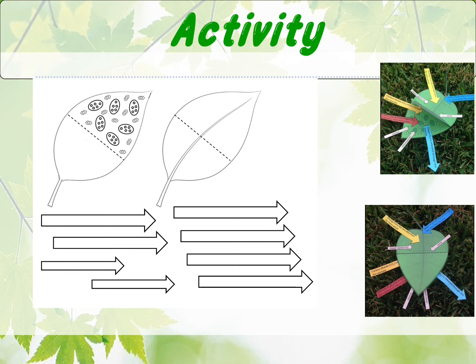Make sure that the arrow points to the correct direction. If it's coming in, the arrow should be in, but if it's going out, the arrow should be out. For the sugar which the food makes and the oxygen which is given out, both will come out. And also you can show the water vapor or the water which is going out through the stomata because of transpiration.